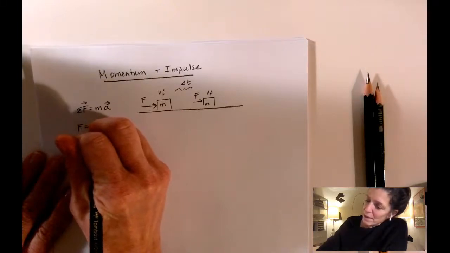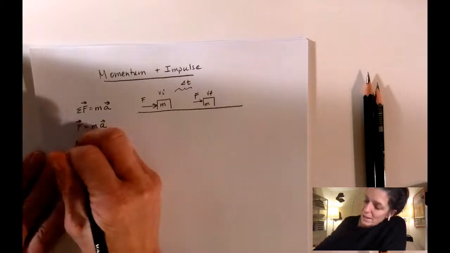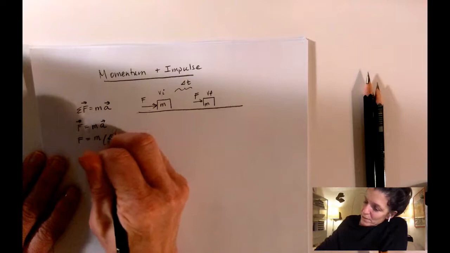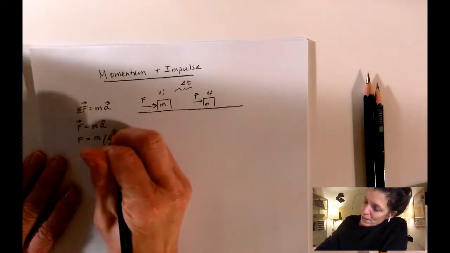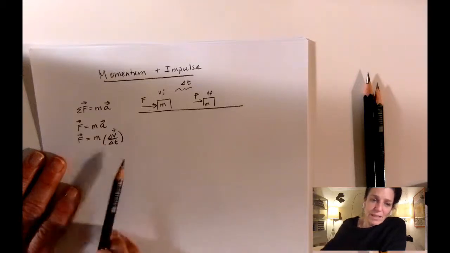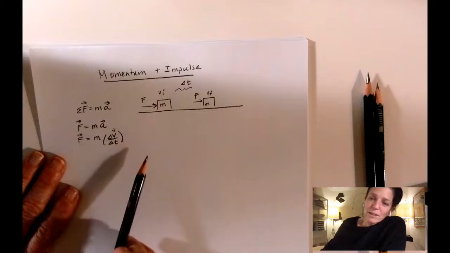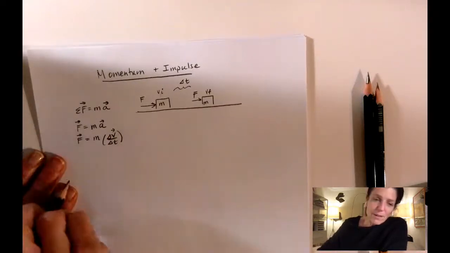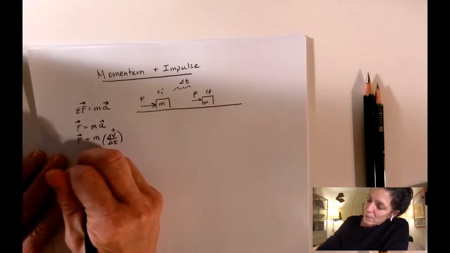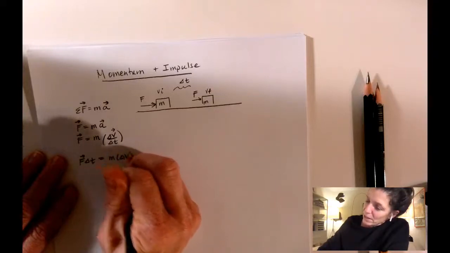Okay, let's write this for this particular situation. F equals ma. It's a vector equation. I'm going to keep my vectors. I'm going to rewrite acceleration as delta v over delta t, just like that. This is nothing more than regular old Newton's second law, just rewritten a little bit. But now I'm going to multiply both sides by time. F times delta t equals m times delta v.